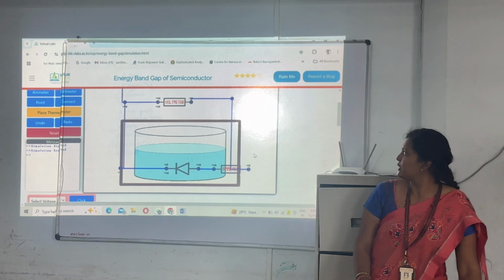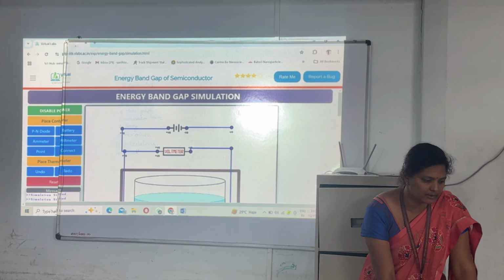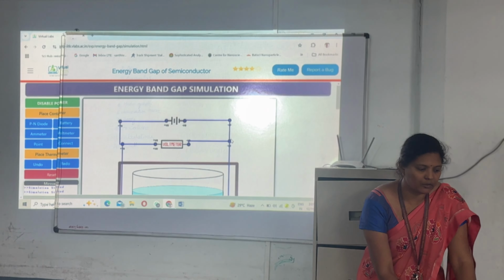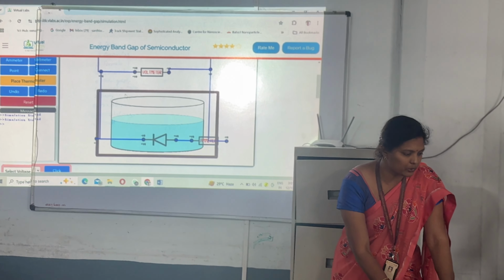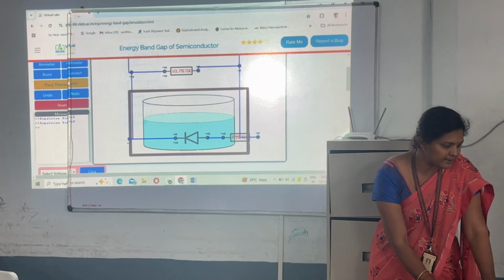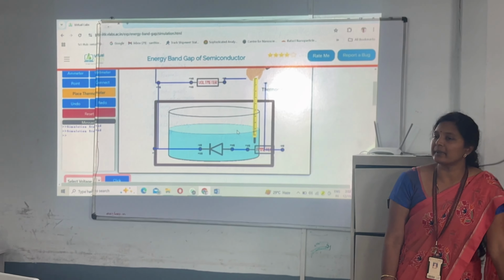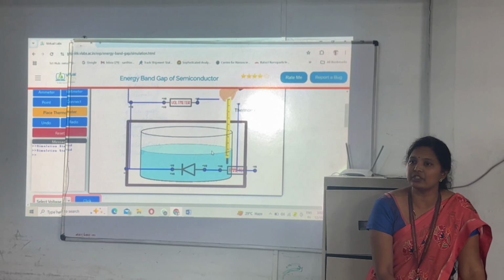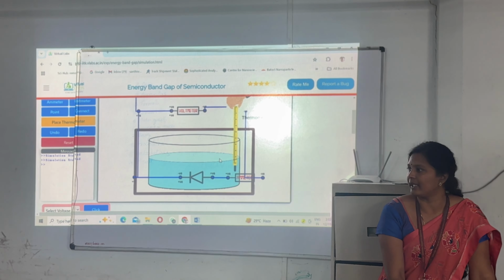Now we got the circuit as per the circuit diagram in our manual. Look at it. Okay, fine. We have a battery, voltmeter, diode and ammeter. So now we need to place a thermometer inside the lid. In this experiment, we are finding temperature versus current. With a decrease of temperature, we are finding the current values, right?